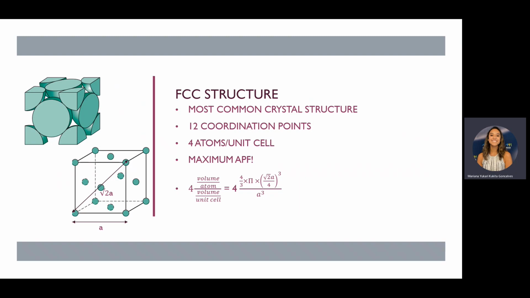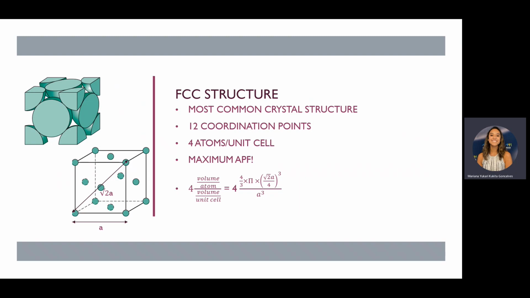The FCC structure also has the maximum atomic packing factor, or APF for short, which measures how much of the volume of an atom can be packed into the volume of a single unit cell. Here's the formula to help visualize this measurement.